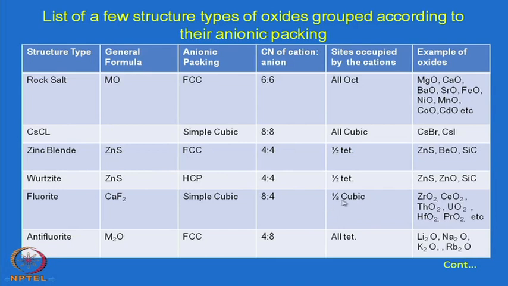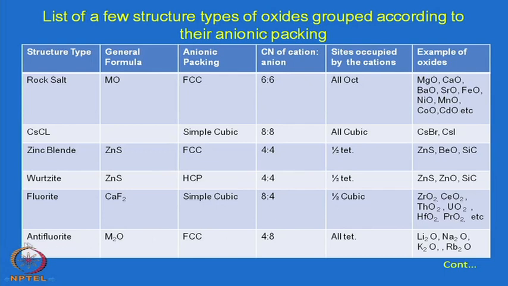Half of the cubic sites, that means the 8-fold coordination sites, are filled up in the fluorite structure. So, in fact, not all the cubes are filled up, only alternate cubes are filled up with the cations. Okay. And therefore, you have a large number of oxides, all of them of MO2 type: ZrO2, CeO2, thorium dioxide, uranium dioxide, hafnium dioxide, praseodymium oxide, and then a host of rare earth oxides.